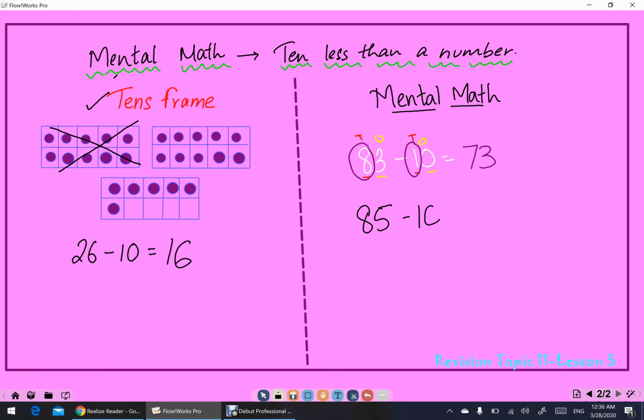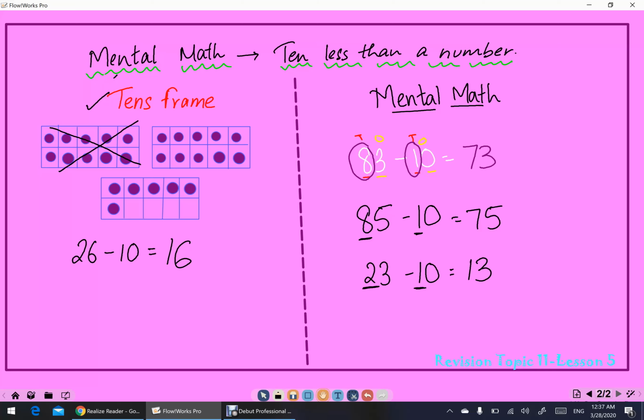Next, 85 minus 10. Come on, tell me the answer. You will change only the tens place. So 8 minus 1, one number less than 8, gives me 75. Excellent. 23 minus 10. Bravo. 13. So, hope you remember how to solve an equation by mental math.